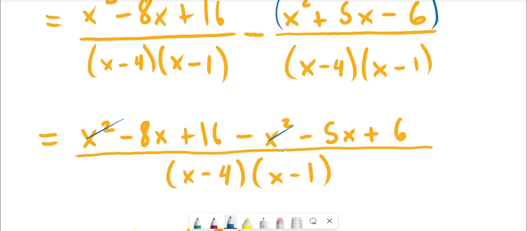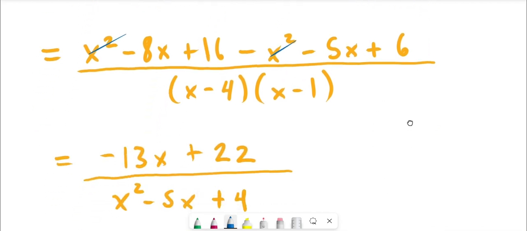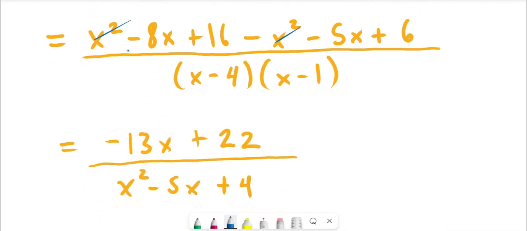Now we can go in and start combining like terms. There's a plus x squared and a minus x squared, so they cancel to 0. Then we have minus 8x and minus 5x. That becomes minus 13x. And then plus 16 plus 6, that's plus 22.